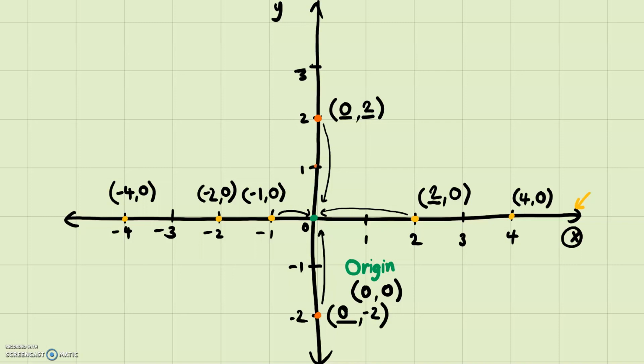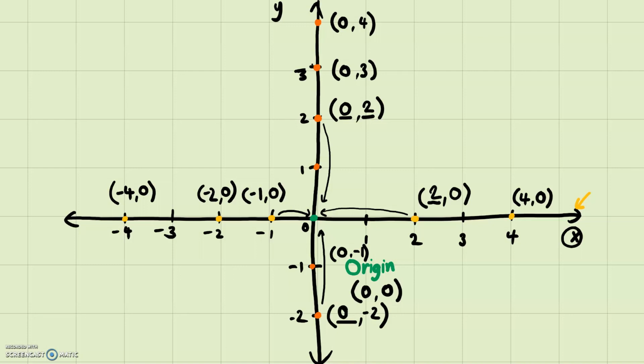So the same kind of characteristic is seen on the points of the y-axis, except instead of the y-coordinate being 0, the x-coordinates are all zeros for these points. Okay, so if there's a point on the x-axis, it means that the y component is 0, or the y-coordinate is 0. If there's a point on the y-axis, it means the x-coordinate is 0.